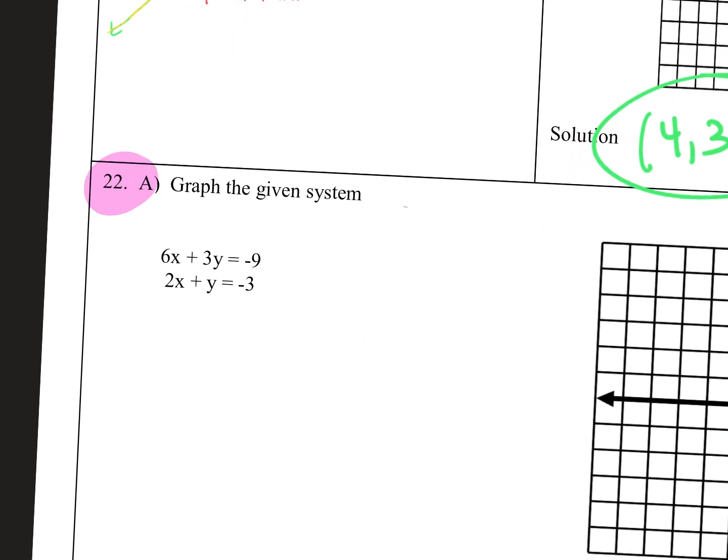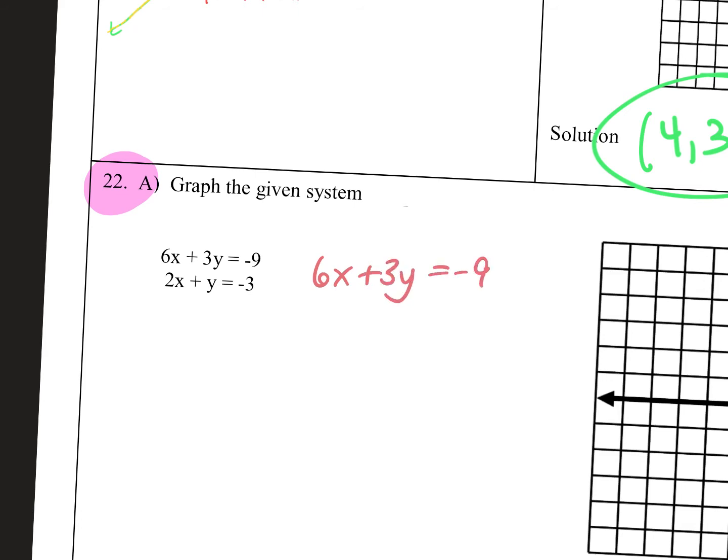All right, now this one says graph. Why is this one harder to graph? Because it's not in y equals. So just take a second to do that. Put them both into y equals. I like to rewrite it. So 6x plus 3y equals negative 9.